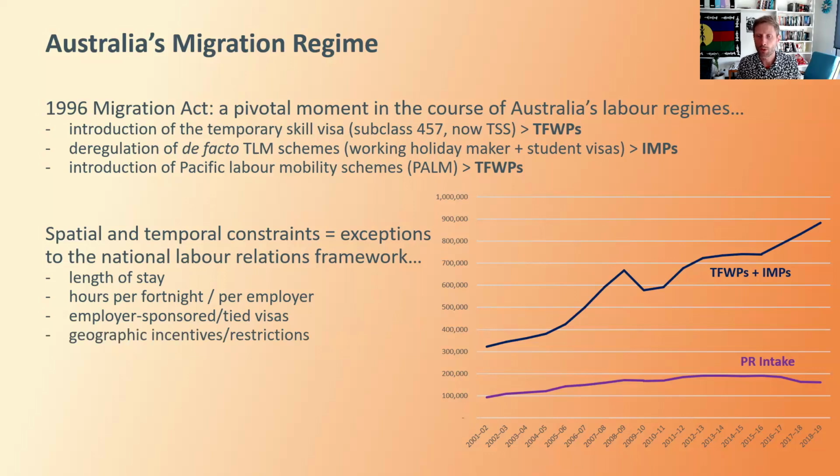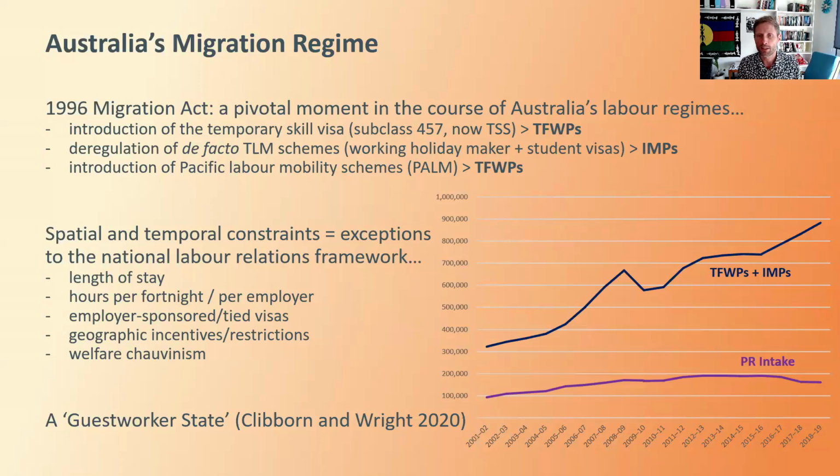Most of these programs also have geographic incentives and restrictions attached to them to try and direct labour to particular parts of Australia's labour market, particularly in rural and regional areas. And they all contain elements of welfare chauvinism in which migrant workers can't access the same social protections as permanent residents, despite making taxable contributions to those welfare systems.